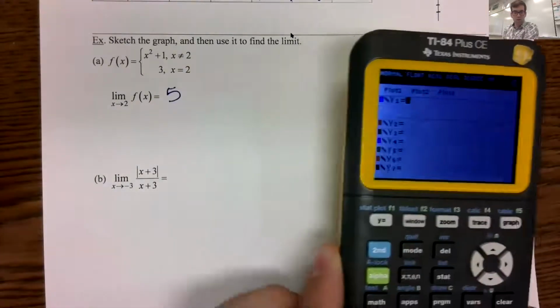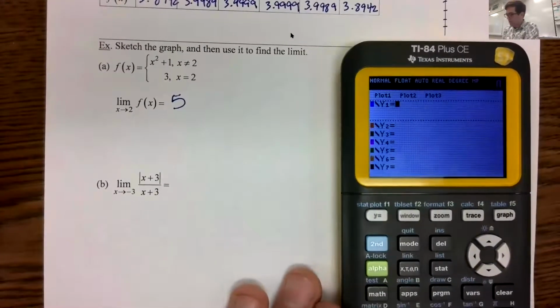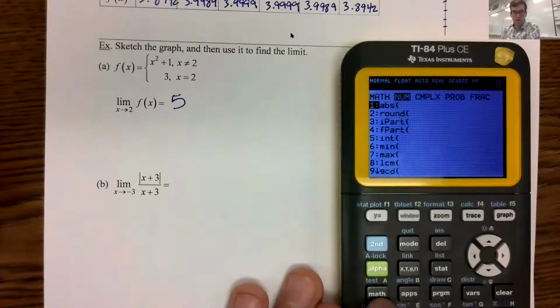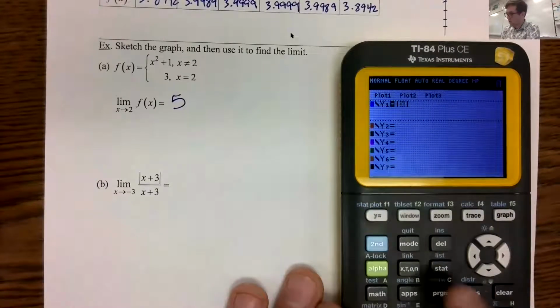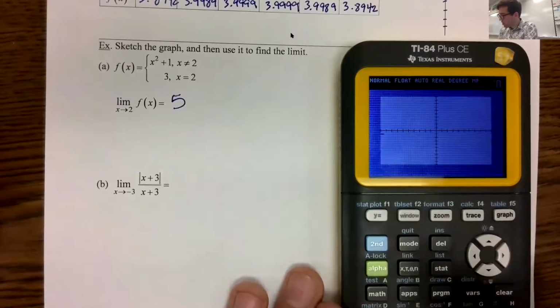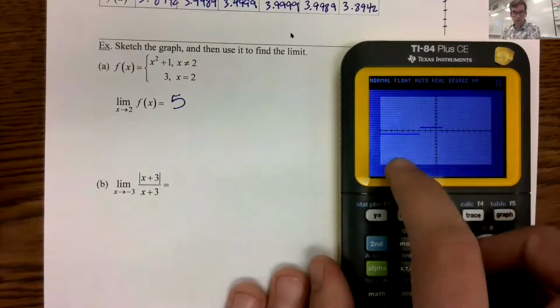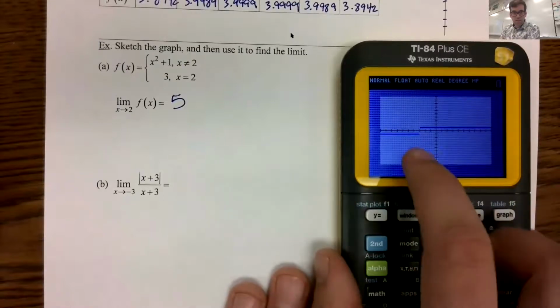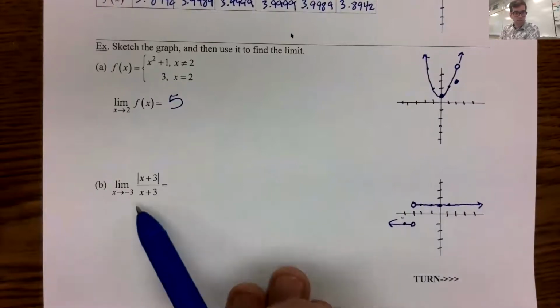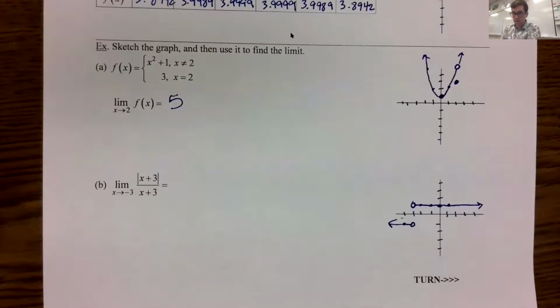Absolute value on the calculator is, let me see if I can remember. Yeah, math. So you press math, you go over to the num tab, and it's number 1, ABS, x plus 3 over parentheses x plus 3, and you'll see the same graph that we just sketched. It does not exist at -3. There's 2 holes because you can't divide by 0, and -3 plus 3 is 0 in the denominator there.